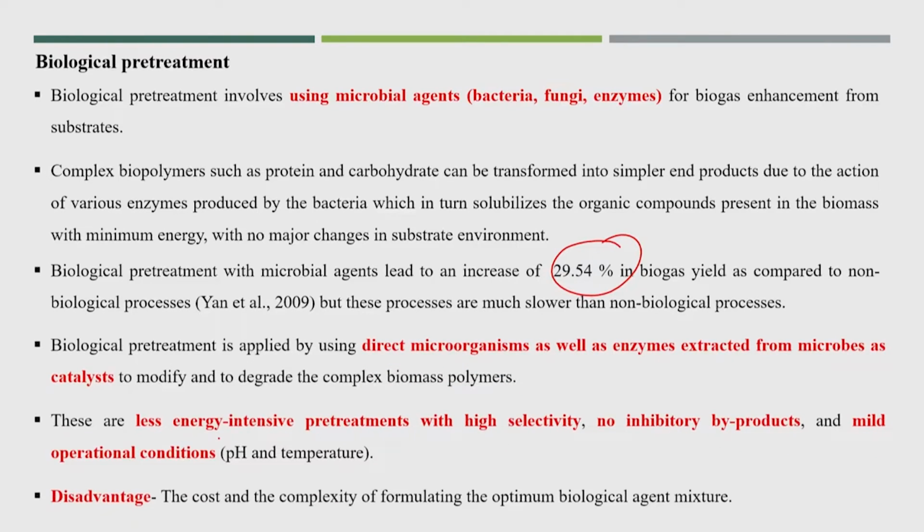Biological pretreatment is applied by using direct microorganisms, as well as enzymes extracted from the microbes as catalysts, to degrade the complex biomass polymer. So, we can take a particular bacteria or fungus and add it for the degradation process, or we can extract the enzyme from the microbes and add these enzymes for the degradation process.